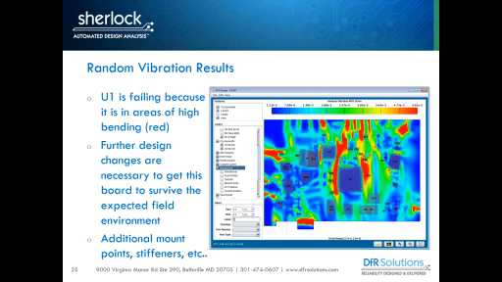So it could be adding another mount point, which we've already added two, one up here and one down here, or we could add stiffeners. But there's more work to be done. And again, we're doing this in the design stage. We've got the preliminary layout. We can make some changes. We could try moving U1 to see if that affects it.